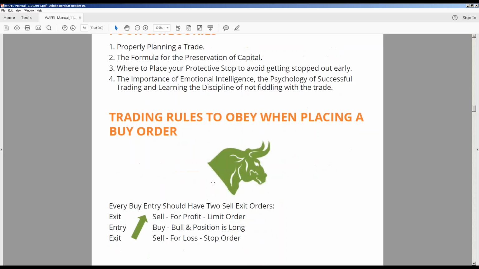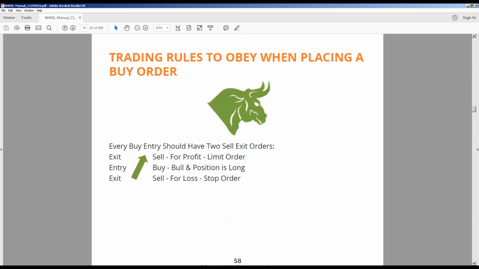Right, now trading rules to obey when placing a buy order. Every buy entry should have two sell exit orders. If my entry is a buy, I have a bull position or a bullish position. My position is long. I can only exit with a sell either for a profit, and that will be a limit order, or either for a loss, and that will be a stop order.